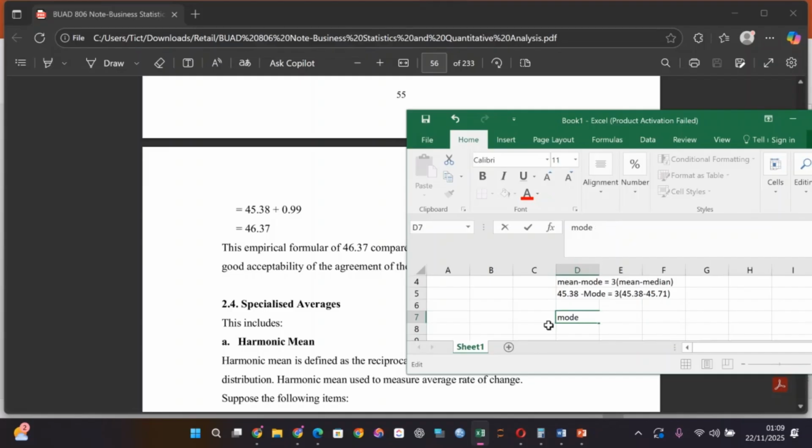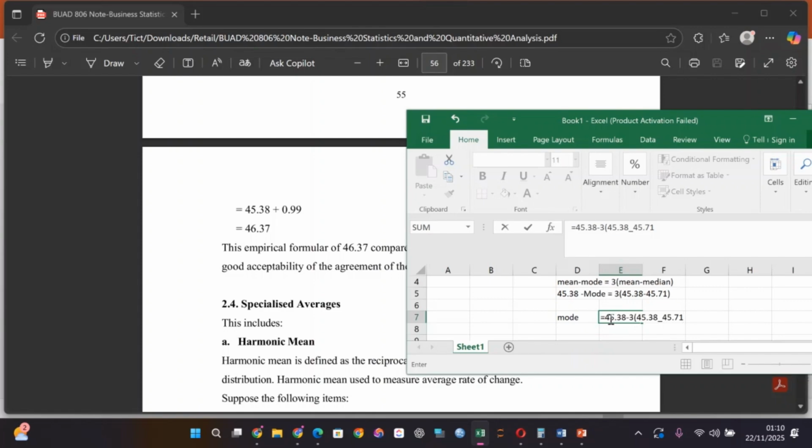45. If I do it, the mode is now equal to 45.38, right? It is going to minus 3, then open bracket, then I now say 45. Now this 45 is the mean, right? It is the mean minus 45.71, which is the median from this formula here. Can you see? So I will put the 3.